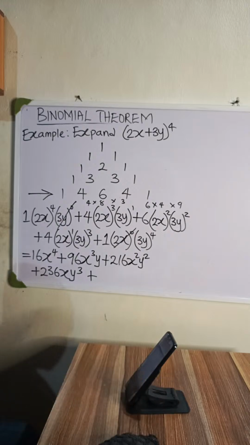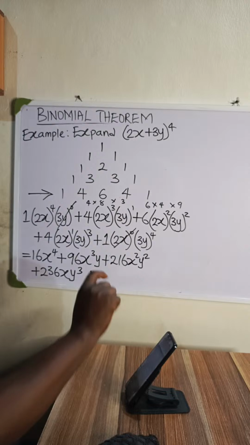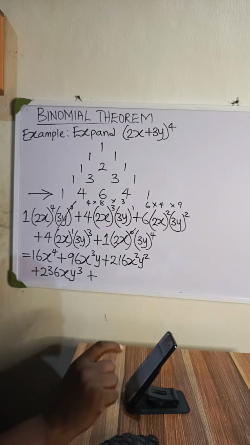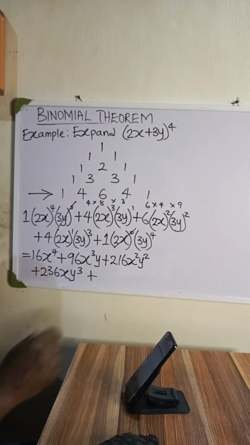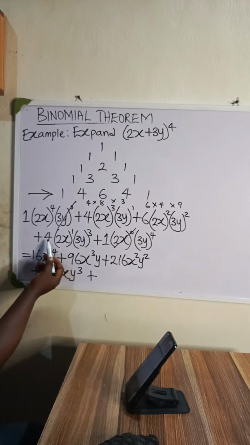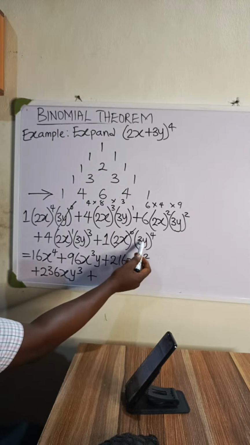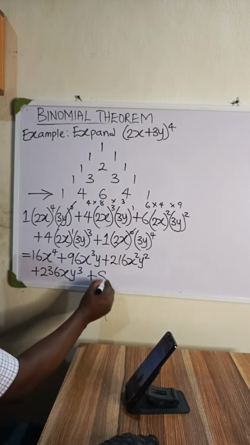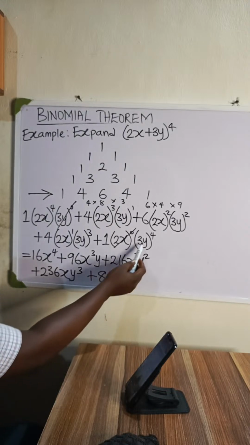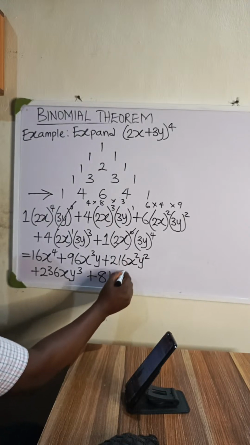Someone is still saying the network is bad. 81. Please, if the network is bad, you can switch over to YouTube. The YouTube platform has the same name, Binomials Academy. 81. So we have 1 times 3 to the power of 4. 3 to the power of 4 is 81. So 81 times 1 will give us 81. And then we have y to the power of 4.